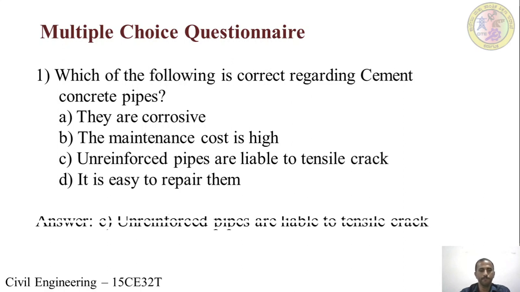The answer is unreinforced pipes are liable to tensile crack. Cement concrete pipes are good in compression but weak in tension. When the water flows through the cement pipe, it causes tensile force on the pipe material. If it is unreinforced, it is liable to failure.